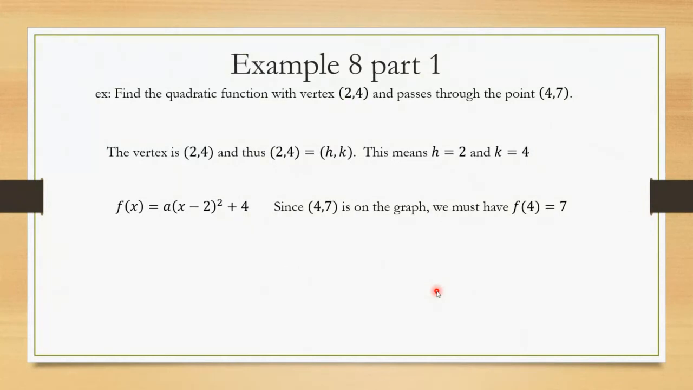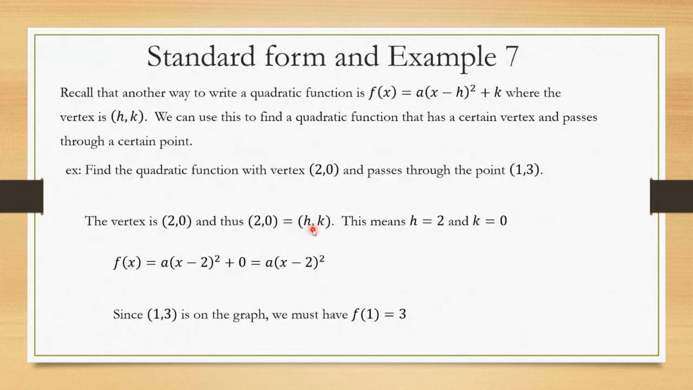Okay, so for this one, it's the same kind of question. We want to find the quadratic function whose vertex is (2, 4), and now it passes through the point (4, 7). Well, just like before, since the vertex is (2, 4), that tells us that (2, 4) must equal (h, k), just like in the other example.